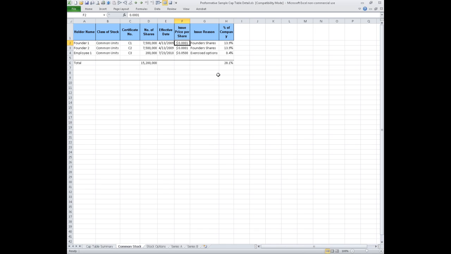So the founder shares, once again, very inexpensive, and then the actual employee shares, these were granted at 5 cents per, and that's where they were exercised. And then once again, know what class of shares and why they were issued. So these top 2 were founder shares. This next one was an exercised option.